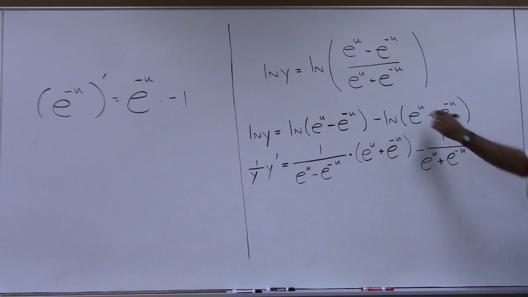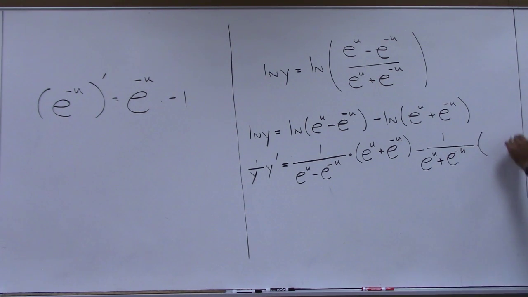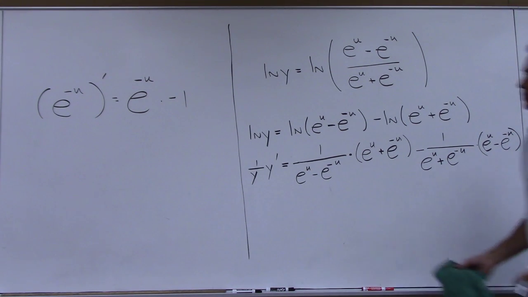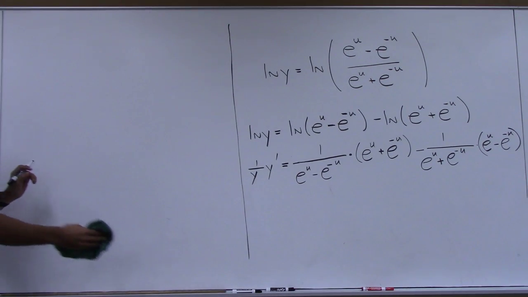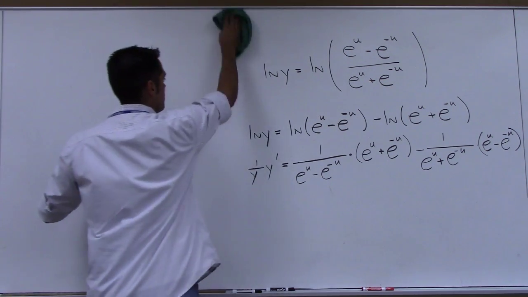And then times the derivative of what's in here. So what's the derivative of what's in there? I'm out of room. e^u, then minus e^(-u). Y'all okay on this so far? All right, let me try and write down what we've got here.